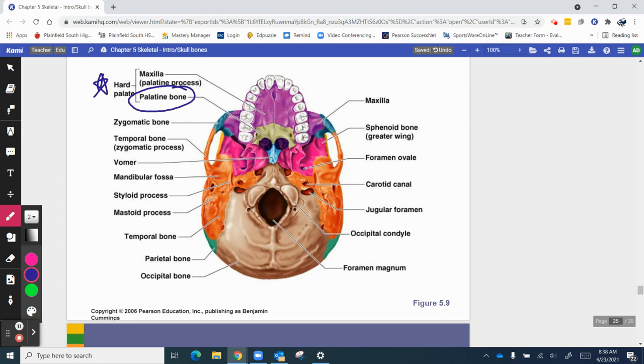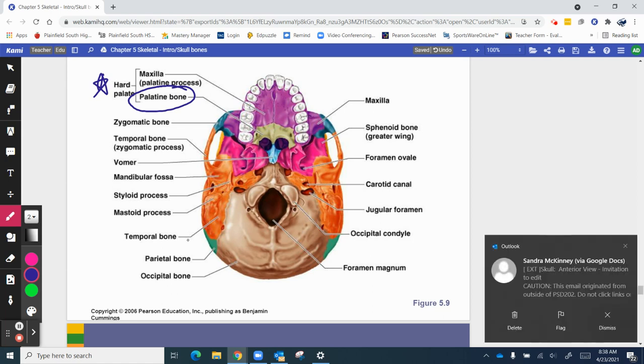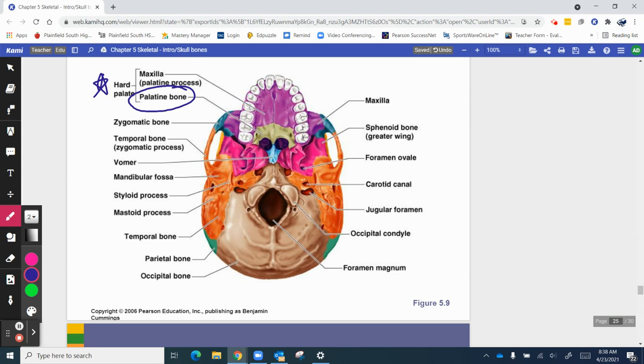Trying to make sure I can highlight a few other things for you. I think that catches most of them there for you guys. You've got your occipital condyles. This is where the skull actually articulates with the first vertebra. And then you've got this large opening in the center called the foramen magnum. This is where the spinal cord would come up and through.